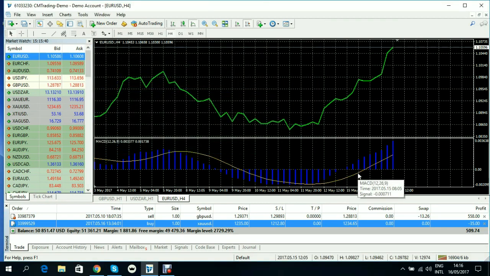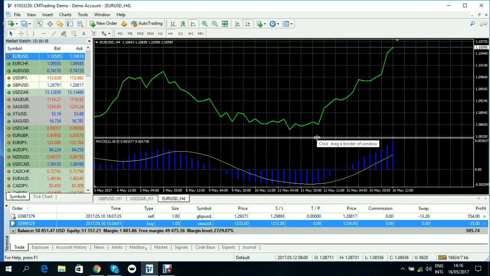So basically this is how you insert the MACD on the chart. So this is MACD 12, 26, 9, and this is how it looks like. Alright, now let's talk a little bit more about MACD.